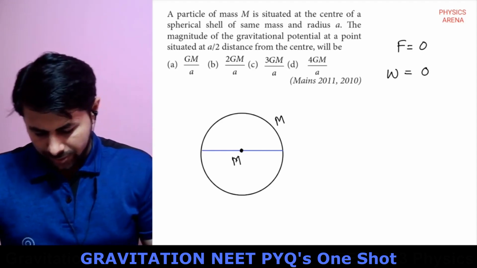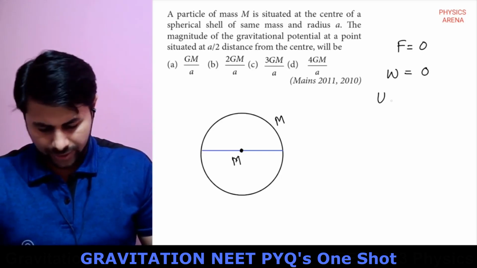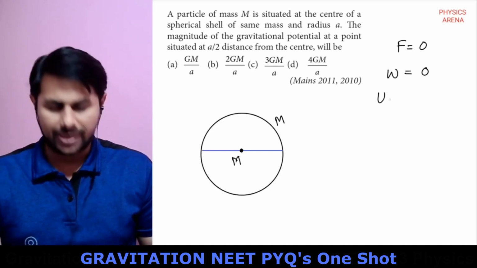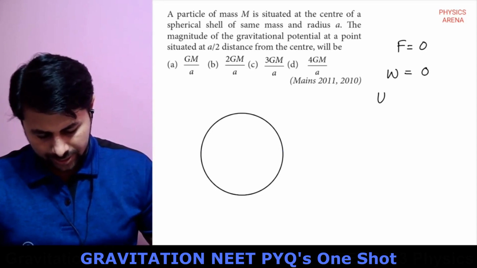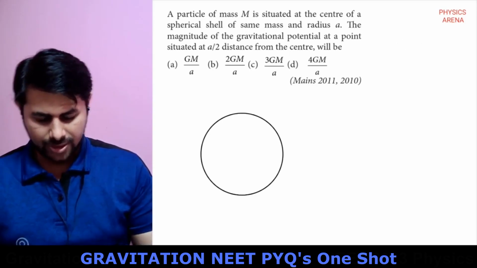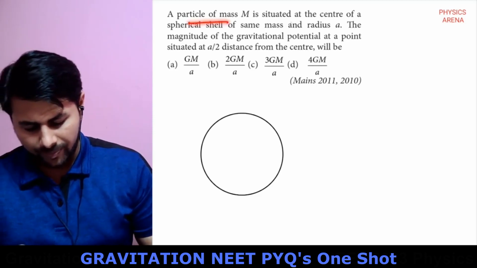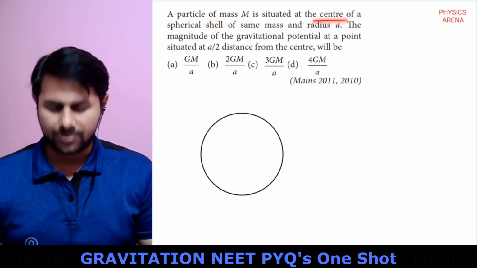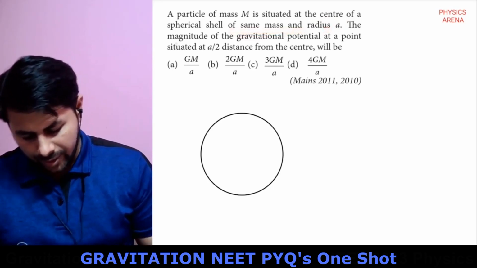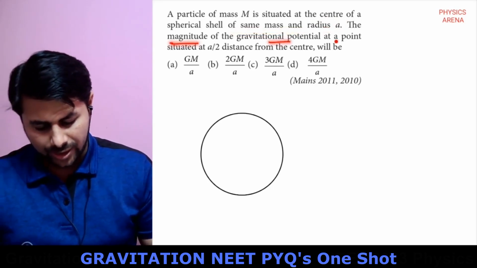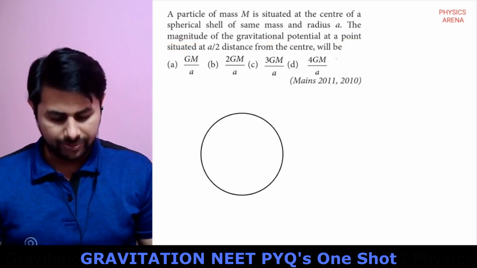Okay, so the difference in potential energy is 0, and that means the potential will be the same. Let me explain this concept nicely once again if there is some confusion. The question is: a particle of mass m is situated at the center of a spherical shell of the same mass and radius a. The magnitude of gravitational potential at a point situated at a/2 distance from the center will be.